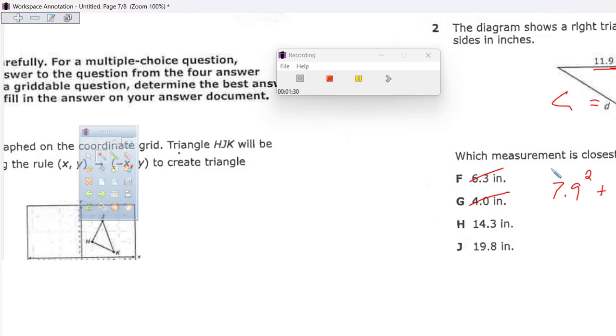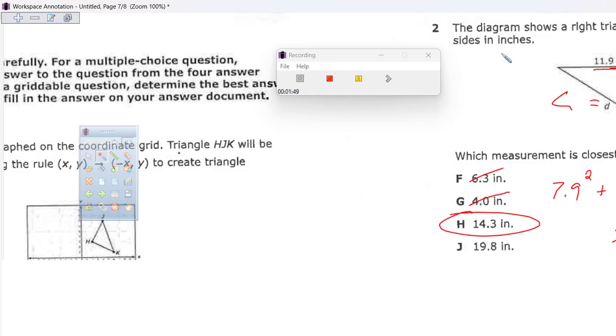Take a break and use the calculator fast. Here we go. And this right here, when we do this in the calculator, it's going to be 14.28, which is close to 14.3.